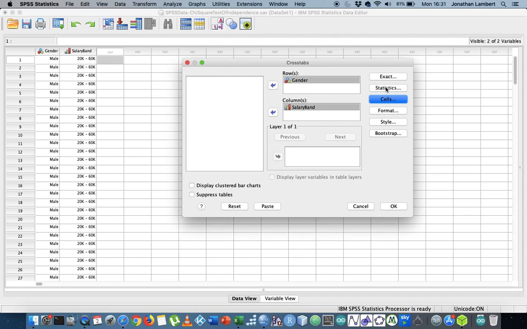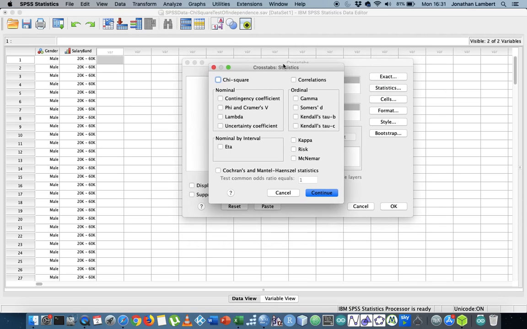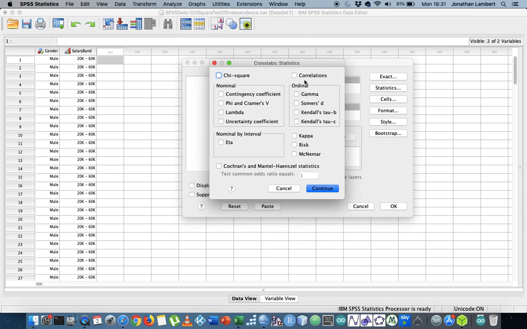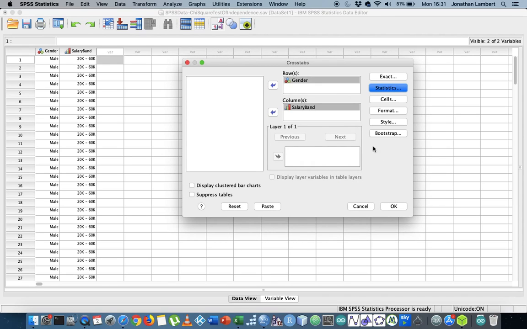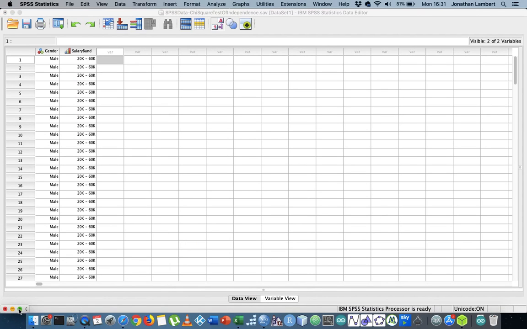From a statistics perspective, I'm interested in the chi-squared test of independence. So when I click on statistics, this little pop-up pops up and I'm just going to tick chi-squared here to indicate that I want SPSS to perform the chi-squared test of independence. And that's effectively it. So let me hit continue here, let me hit OK, and what we get here is a lot of output.